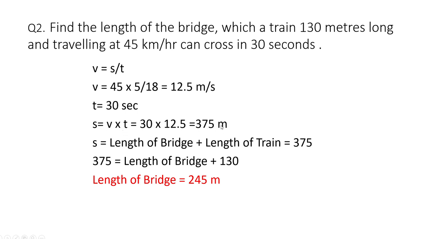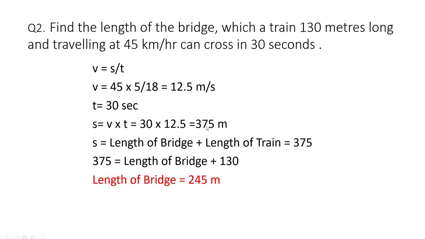So here S is not the length of the train or bridge alone, it is the total length. It is the length of the train and bridge, because if the train wants to cross the bridge, it should enter the bridge, it should cross the bridge completely. That means the rear side of the train also should cross the bridge. That means the total distance covered will be length of the bridge and train.